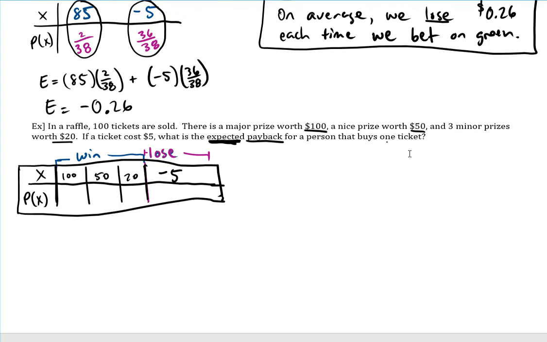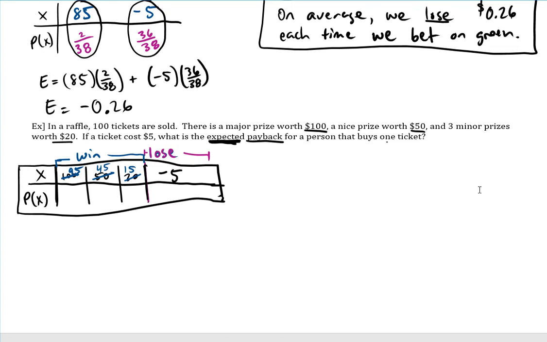Here, if I, quote, win the major prize, yes, I get something that's worth $100, but I did spend $5 already to get it. So that means I have to make an adjustment to all of these. This is actually 95, the amount that I actually win, because I spent 5 on it. 50 would automatically become 45. 20 automatically becomes 15.